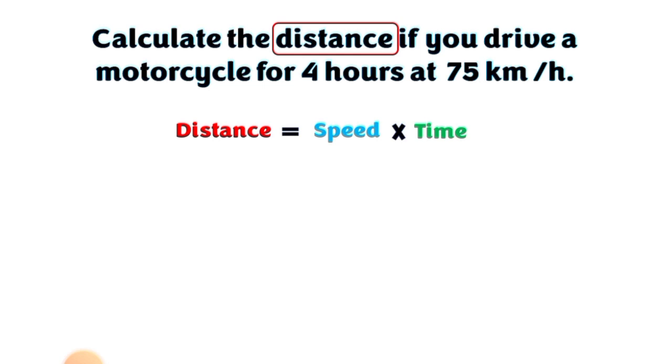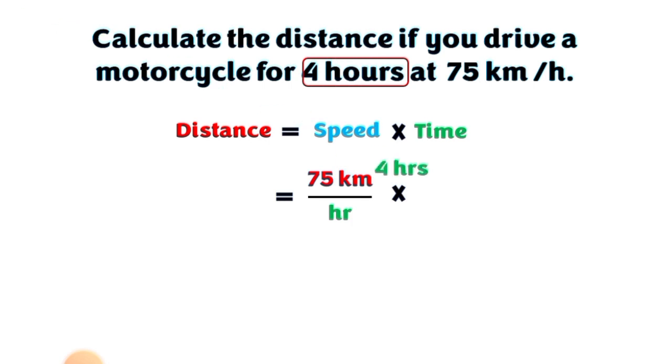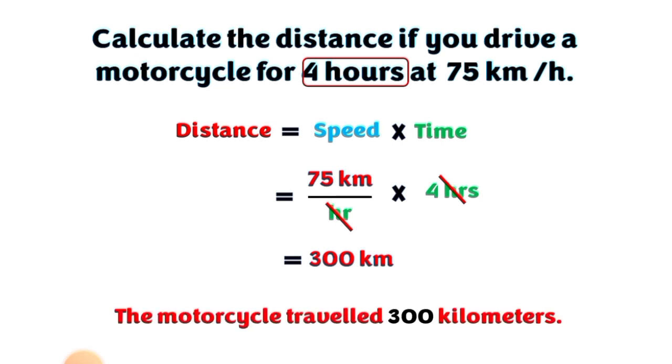Now, from our problem, the speed of the motorcycle is 75 km per hour times the time, which is 4 hours. Now let us cancel the unit of measurement for the time, which is hours. Now let us solve 75 km times 4, that will give us 300. The unit of measure for the distance is kilometer. So the motorcycle traveled 300 kilometers.